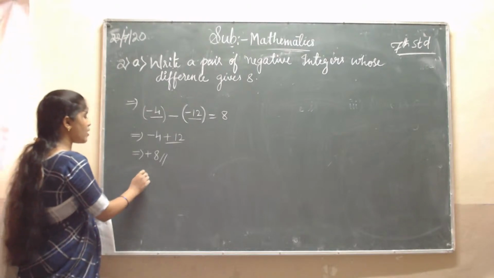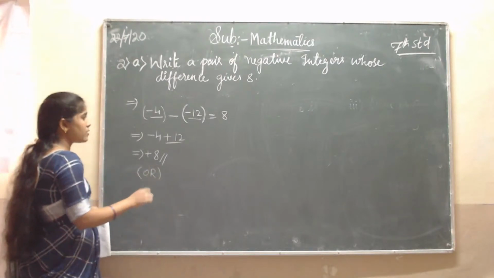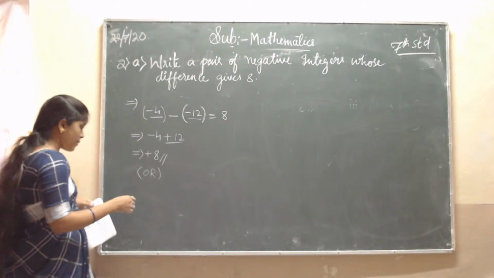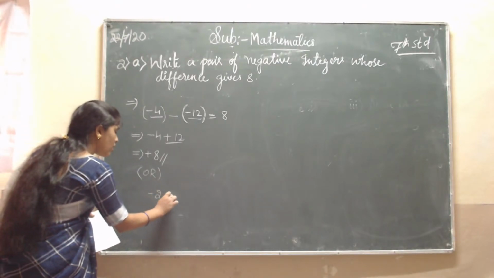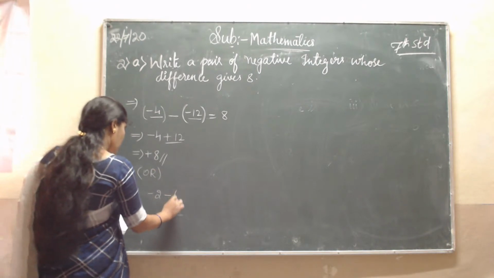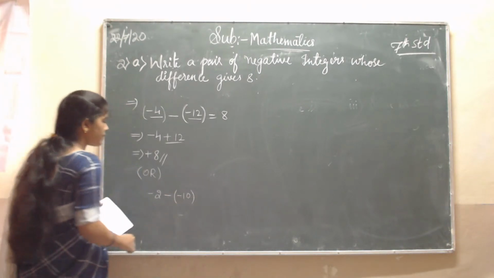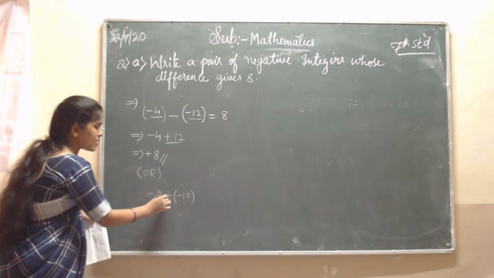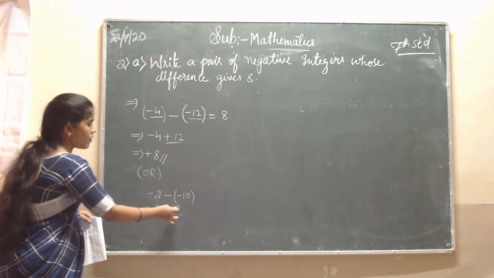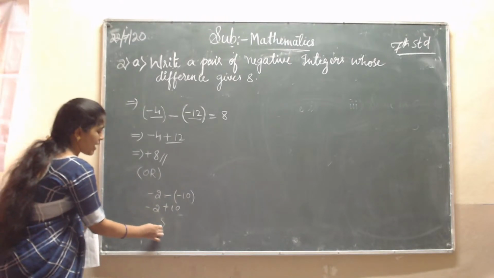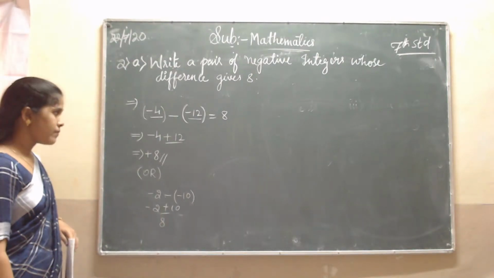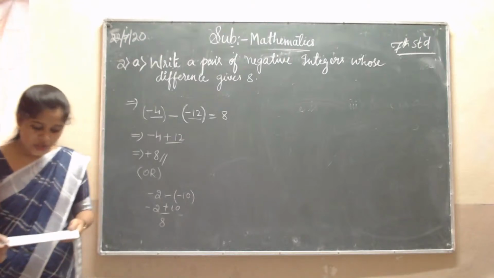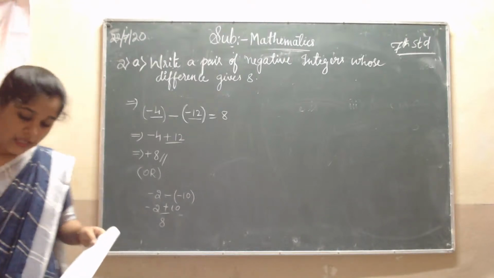See another example of this one. Minus 2 minus 10. Minus 2 keep as it is, minus minus plus 10. 10 minus 2 is 8. The greater number is 10, so plus. Okay, understood? Now next, the B part.